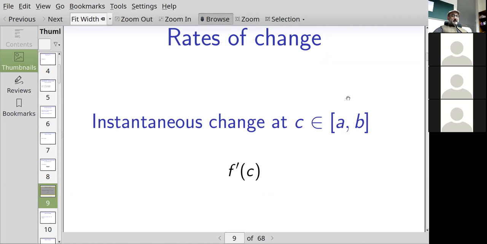Okay, so these are two different things. What the mean value theorem does is it gives you a way of linking these two things.